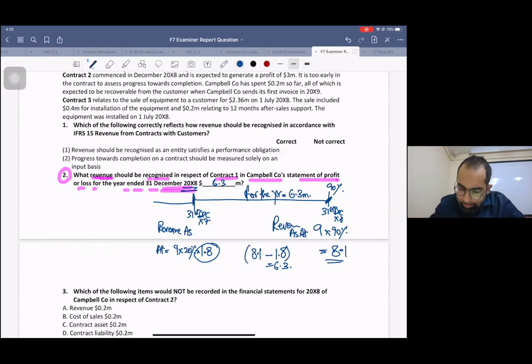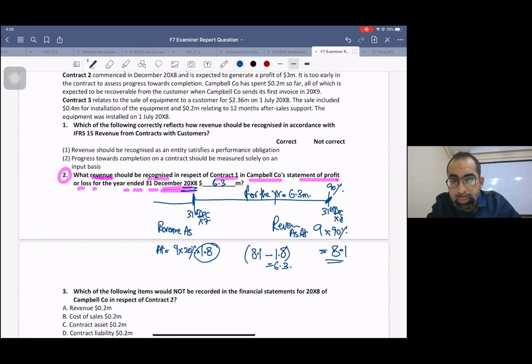Okay, so we just did contract one. Yes, we can do it directly. One student asked this. For revenue, you can directly do 9 million times 70%, 6.3. In this question, it's okay. But for profit, you can't do it directly, because estimated cost changes. Total estimated cost normally changes year by year. So for profit, you can't directly apply 70%.